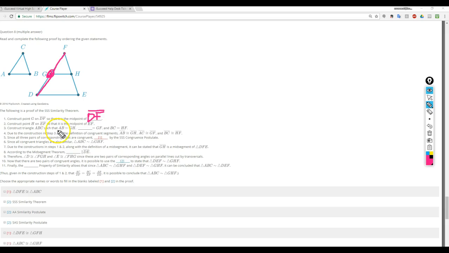Construct triangle ABC such that the length of AB equals the length of GH. So they are stating that AB, this length, has the same length as GH. Blank equals GF and BC equals HF. Well, BC right here is going to equal the same length as HF, and our GF right here is going to be the same as AC. So this one's AC.